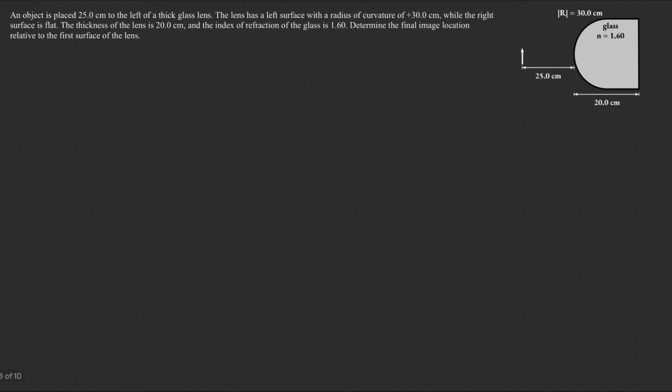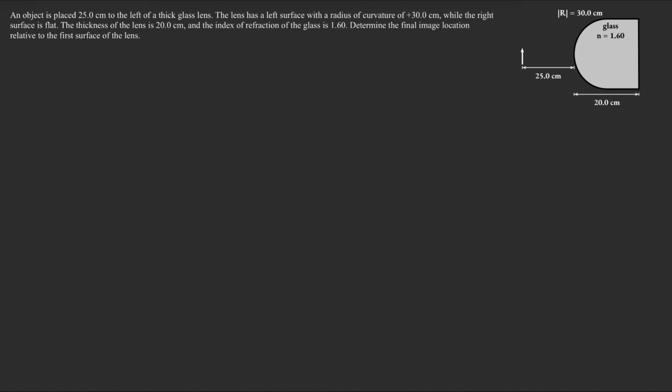Now, our last problem for this video is going to be this one. An object is placed 25 centimeters to the left of a thick glass lens. The lens has a left surface with a radius of curvature of 30 centimeters, while the right surface is flat. The thickness of the lens is 20 centimeters and has an index of refraction of 1.6. Determine the final image location relative to the first surface of this thick lens.